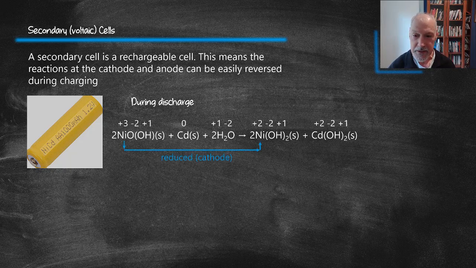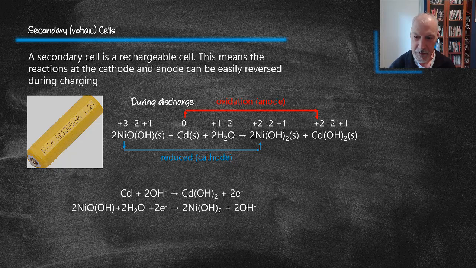This reaction would occur at the cathode of my cell. Here's the complete half reaction for it. Now, who's being oxidized? You should be able to spot here cadmium's charge is changing and increasing, a sign of oxidation. And this occurs at the anode, or the negative terminal of my battery. And here's the equation for it.